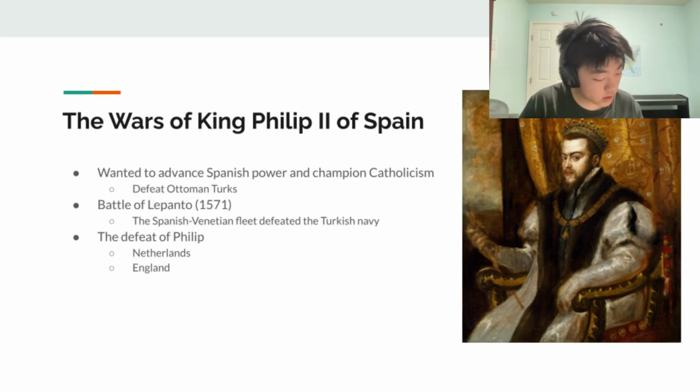And in England, Queen Elizabeth openly assisted the Dutch rebels and encouraged English sea captains to raid Spanish ships. And when Philip sent his Spanish Armada to invade England, the English navy actually outwitted the Spanish Armada, dethroning Spain as one of the most powerful empires in Europe.